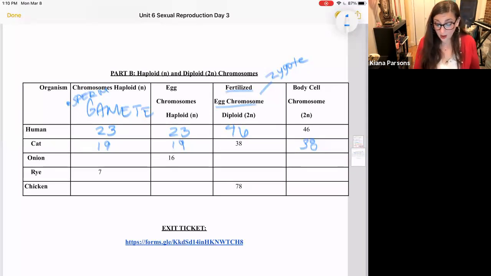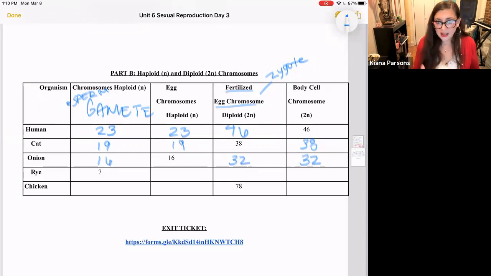In the case of an onion, wow, onions are just like cats. No, just kidding. That's not really how that works. Chimpanzees have more chromosomes than us. So chromosomes are not an indicator of how complicated an organism is. But okay, onions have 16 chromosomes in an egg. So there's going to be 16 chromosomes in a sperm, and there's going to be 32 chromosomes in a fertilized egg and 32 chromosomes in a body cell. You see how this is just math?